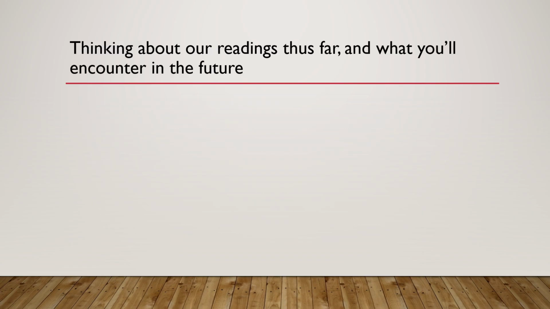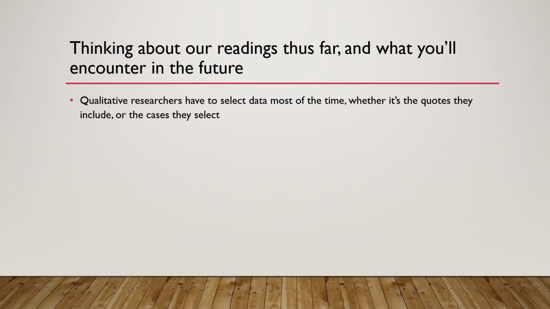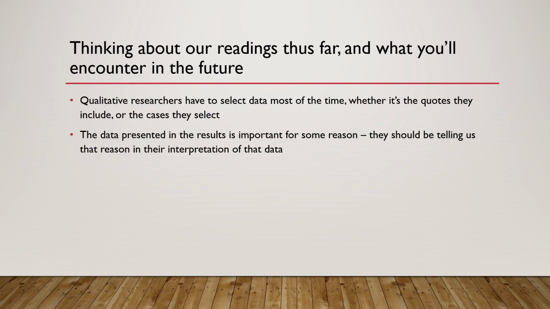So putting all of this in context, thinking about the readings we've had thus far and what you're going to encounter in the future, whether it's for your research proposal at the end of the semester or you doing your own research in your life after this class, when you're looking at qualitative work, researchers have to select data most of the time. So it's either the quotes that they include, the cases they select, they're going to be making choices. They're presenting specific data in their results because it's important for some reason, and they should be telling us that reason in their interpretation of the data.